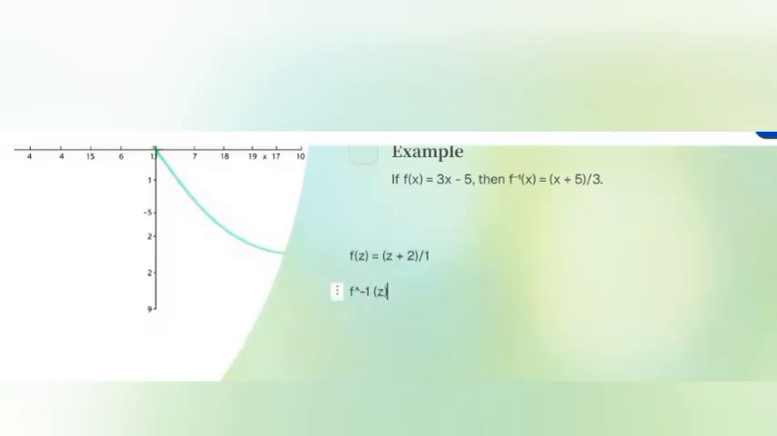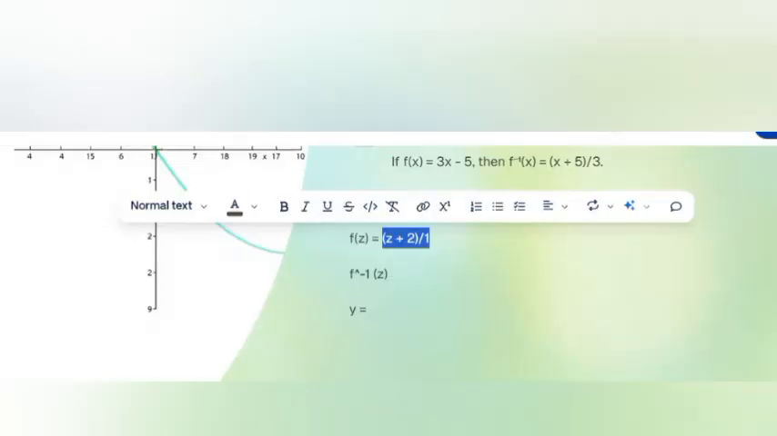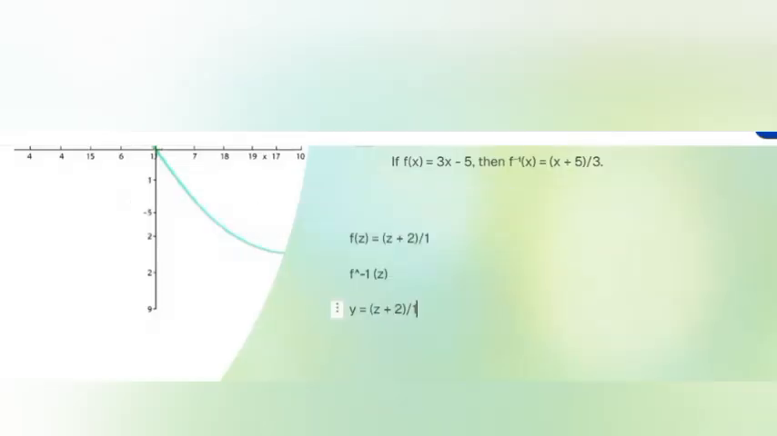Now, remember what I said. You are given this f of z is z plus 2 over 1. So how you begin is you replace f of z with another letter so that it enables you to be able to solve it effectively. Normally you just replace it with another variable that is not here. So you just say y is equal to z plus 2 over 1, right? And now your aim is to make z the subject of the formula. So z should stand alone.